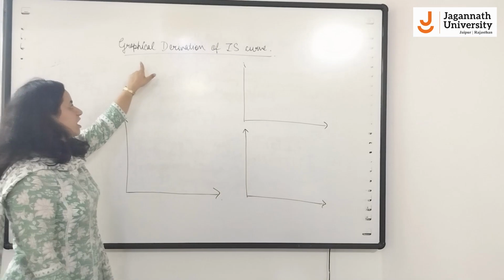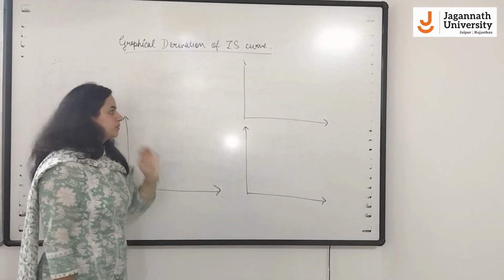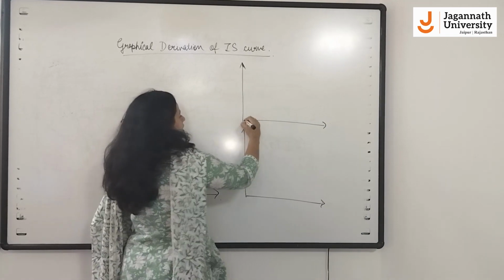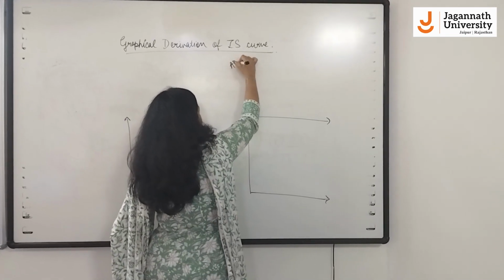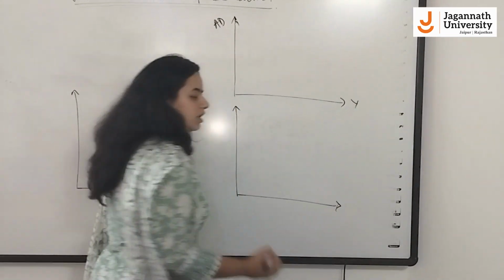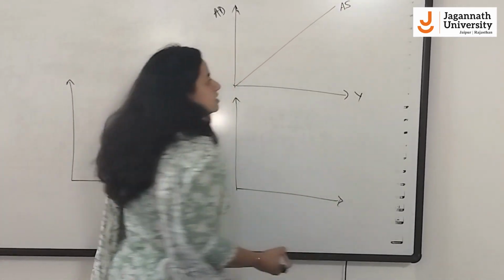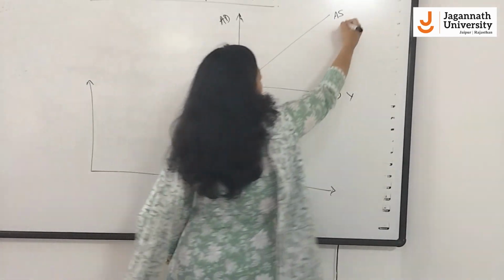rate and the investment. Now let's do the graphical derivation of IS curve. Now we will be deriving the IS curve graphically. Here I have the ADAS curve. We've all done this before. So this 45-degree line represents the AS curve or Y, right?